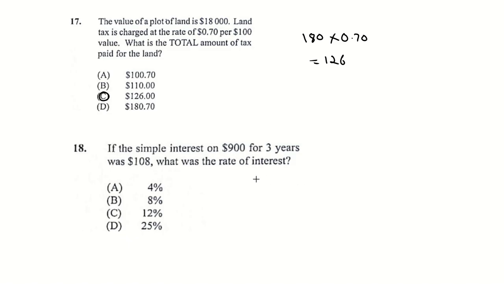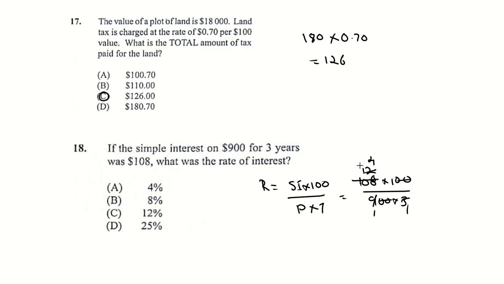They want to know the rate. So your rate is your simple interest times 100 over your principal over time, which is 108 multiplied by 100 over your principal, 900, over 3. Cross out that, cross out that. 9 into 9, 1. 9 into 3, 3 into 3, 1. 3 into 12 is 4. The answer is E.